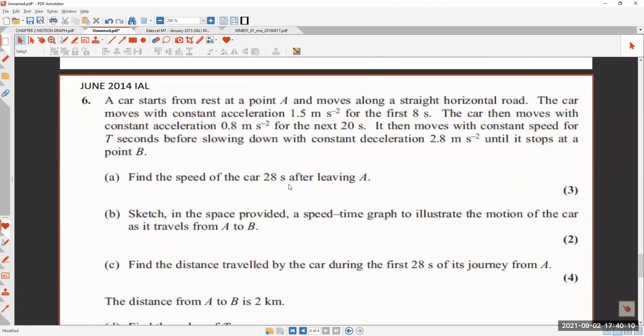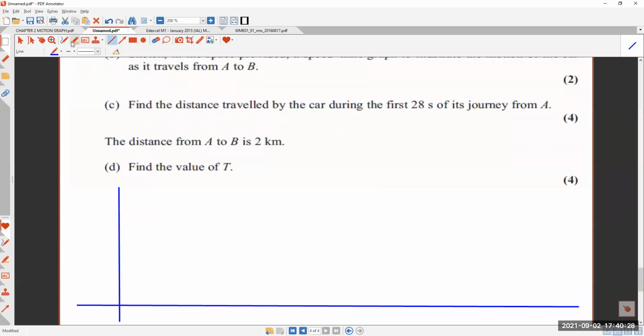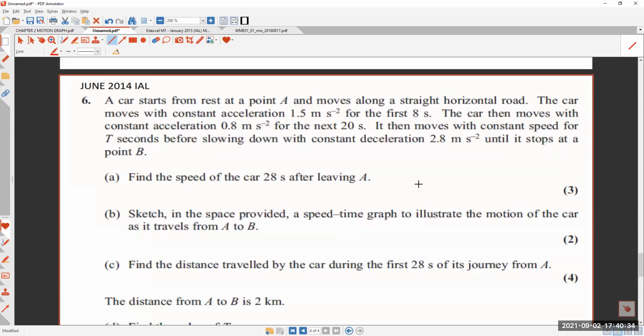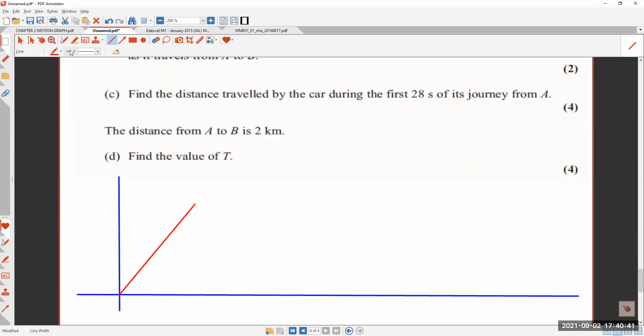Okay. A car starts from rest at point A and moves along a straight horizontal road. The car moves with a constant acceleration of 1.5 meters per second squared for the first 8 seconds. Let me draw that first. For the first 8 seconds, constant acceleration of 1.5. The car then moves with a constant acceleration of 0.8 meters per second squared for the next 20 seconds.